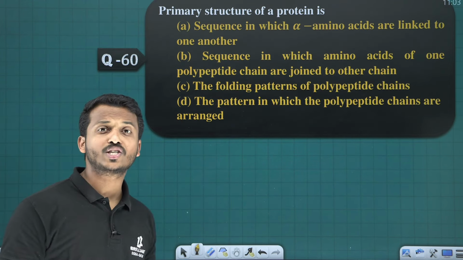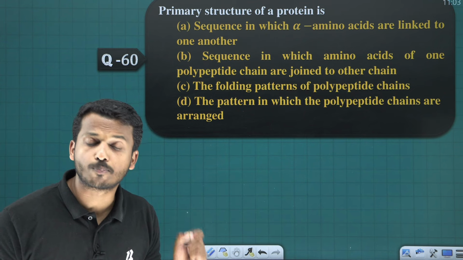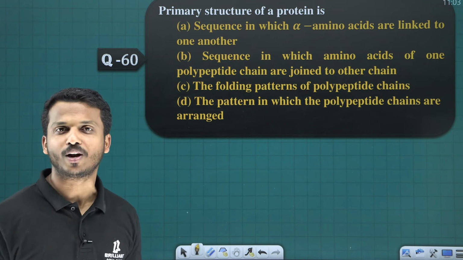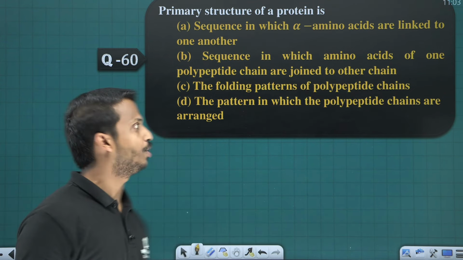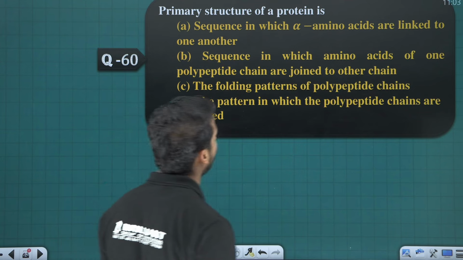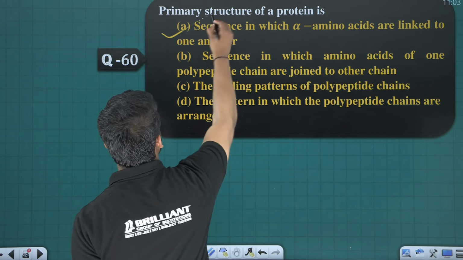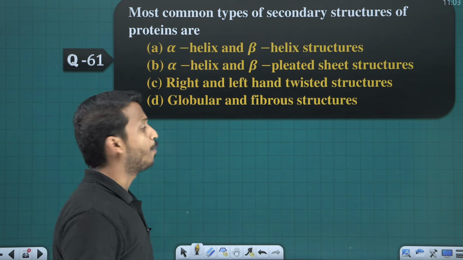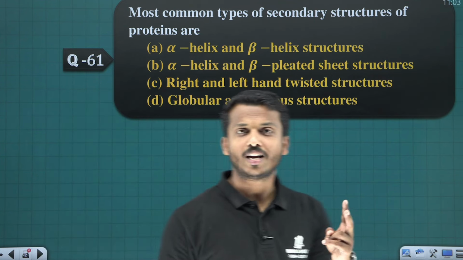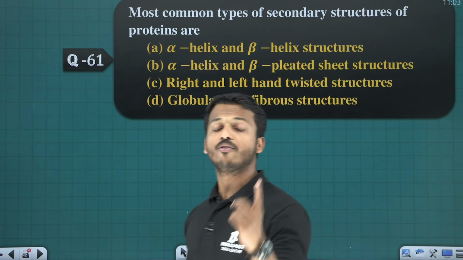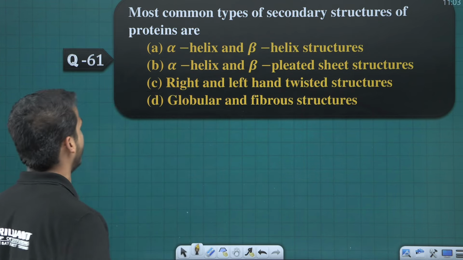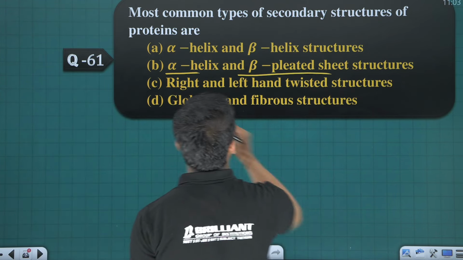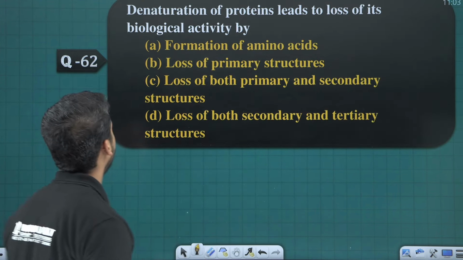What is a primary structure of a protein? It is a specific and sequential arrangement of amino acids in a protein chain. So the sequence in which alpha amino acids are linked to one another is called primary structure of protein. The most common types of secondary structure of protein are of two types. What are they? Alpha helix and beta pleated sheet-like structure.